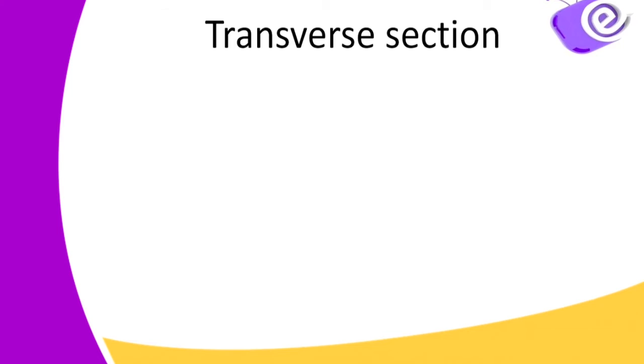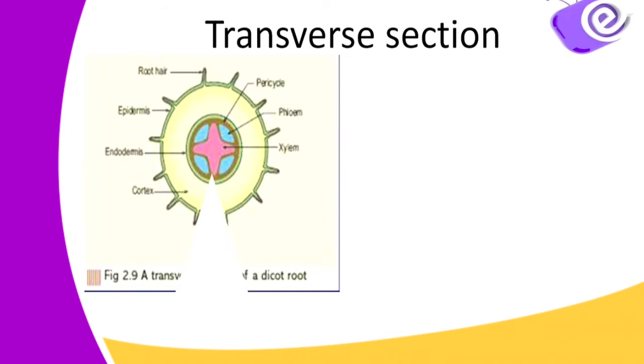Proceeding forward, let us look at the transverse section of a root. That one is of a dicot. As you can observe, those are the internal structures. At the first part we have the root hairs. These are the projections that come from the epidermis. Now from the root hair we have the part we call the epidermis. So that is the second part after the root hair.